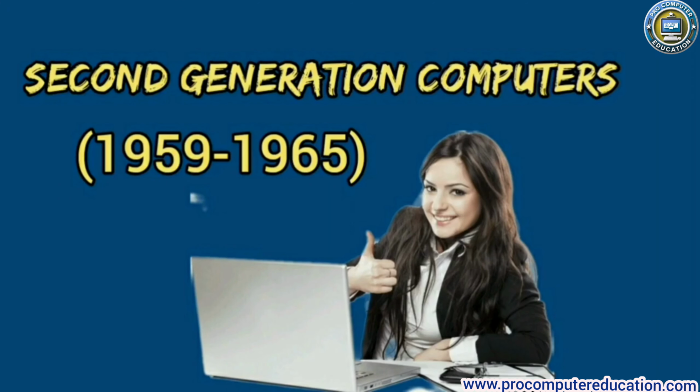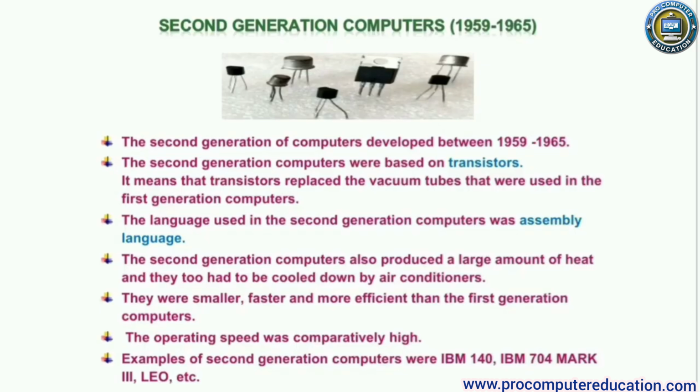Due to the above limitations and drawbacks, more advanced computers were developed, which were the second generation computers. Second generation computers. The second generation of computers developed between 1959 to 1965. The second generation computers were based on transistors. It means that the transistor replaced the vacuum tubes that were used in the first generation computers. The language used in the second generation computers was assembly language.